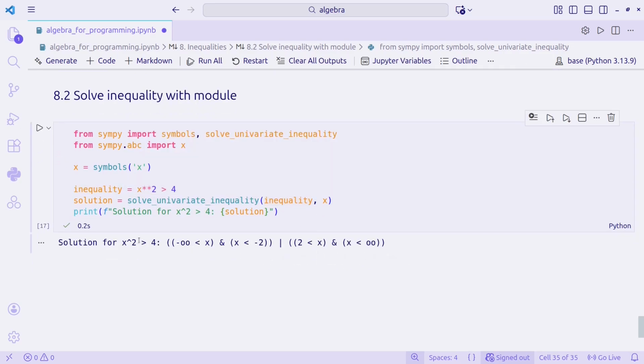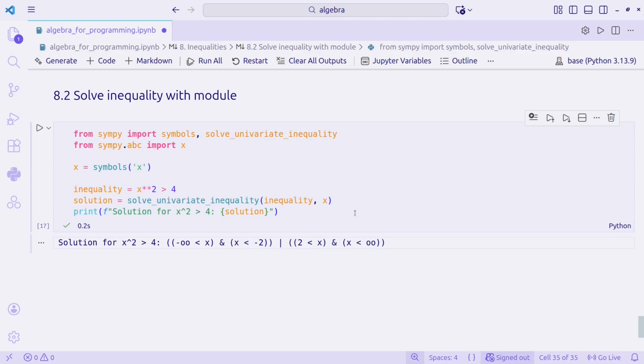Yes, you will see that for x squared to be larger than 4, we have two possible ranges of values. x can be less than negative 2, or x can be larger than 2. This symbol means infinity, so this is negative infinity, and that is positive infinity. So x can be less than negative 2, or x can be larger than 2.